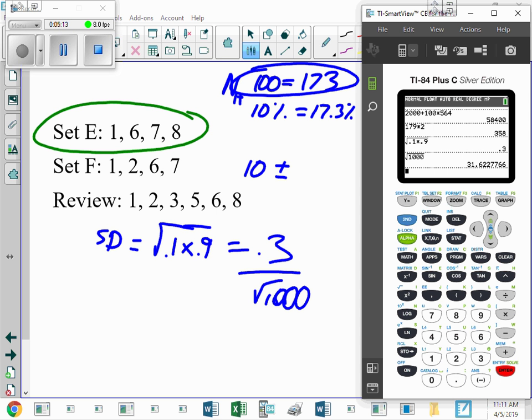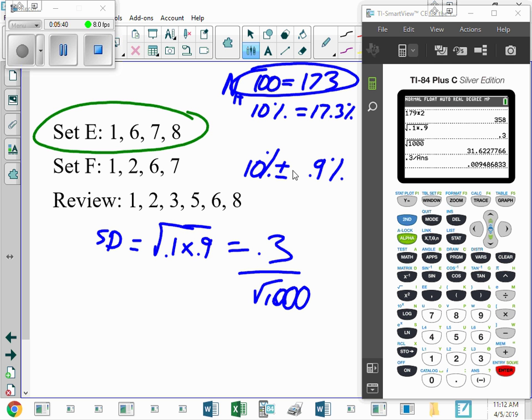Hey guys, the square root of 1,000 is 31.6. So 0.3 divided by the answer, and I get 0.01%, or wow. I am all over the place the last couple days. So 0.9%. 10% plus or minus 0.9%.